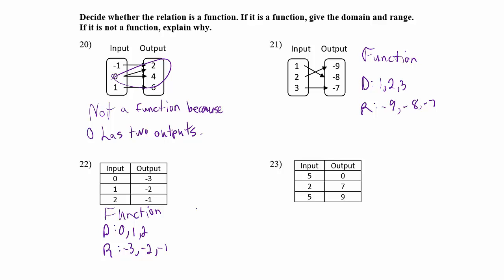On 23, we have 5 listed more than once, so that's saying that 5 is going to 0 and 5 is also going to 9. That is not okay if we're talking about functions. So not a function because 5 has two outputs.